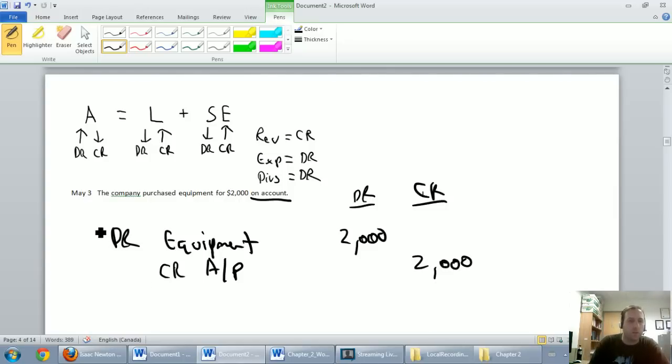Again, we could write a description down here. We should write a date, and the description would be purchased equipment on account. Okay, let's move on to our next entry.